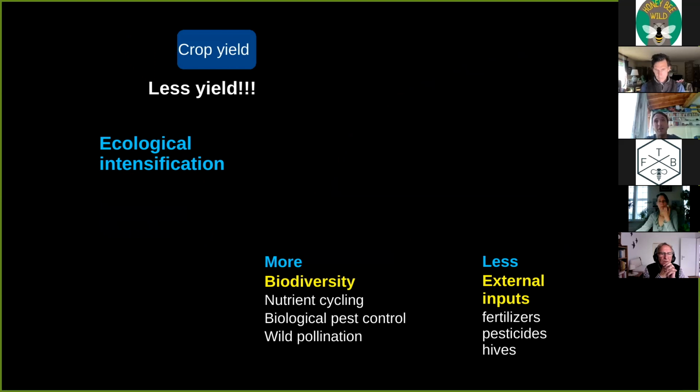So ecological intensification is a nice concept, and of course, everybody agrees with ecological intensification. So one question is why not everybody is using ecological intensification?